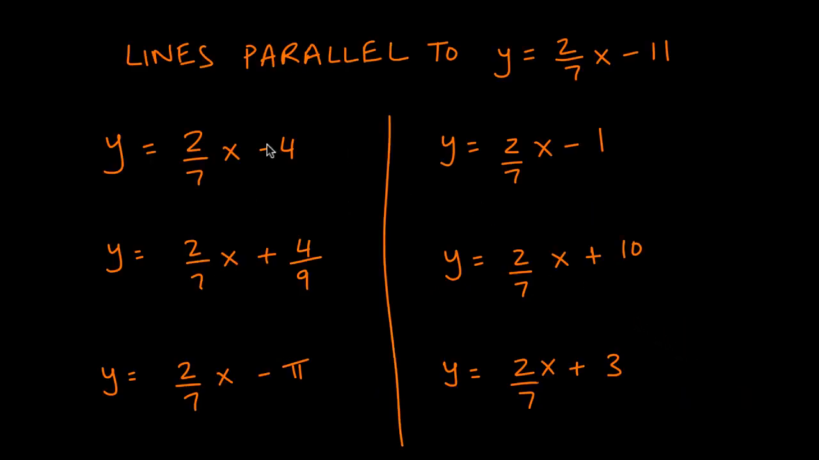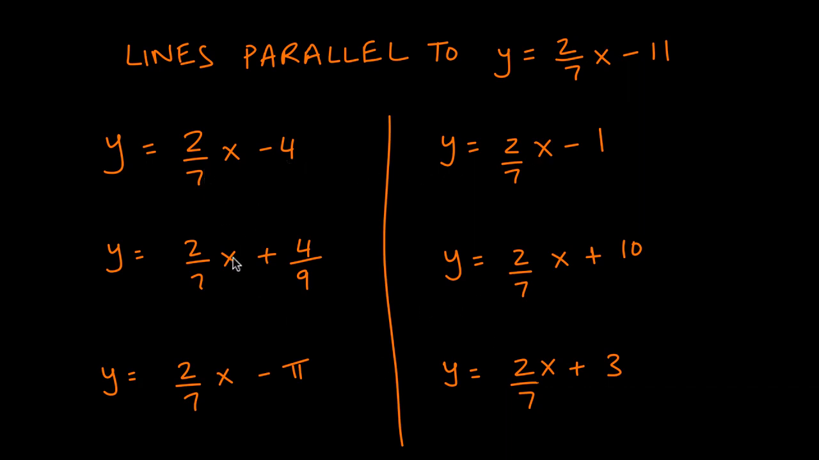So here are a couple of examples, just so you get used to it. These are all lines that are parallel to this one, y equals 2 over 7x minus 11. The reason why all of these are parallel, hopefully you see, is 2 over 7, 2 over 7, 2 over 7. The slope of all these lines is 2 over 7, and because that's the same as the slope of this line, we can say that all 7 of these lines are parallel to this one. And not only that, they're all parallel to each other.